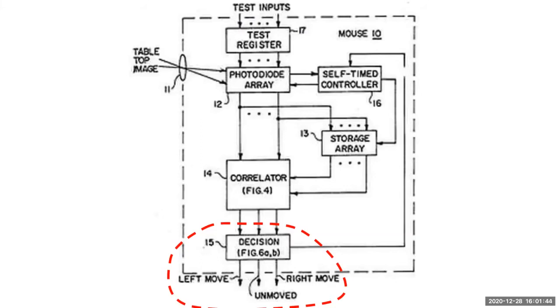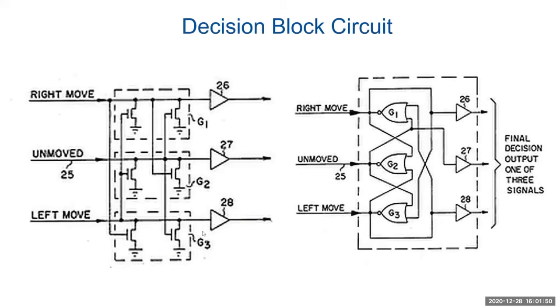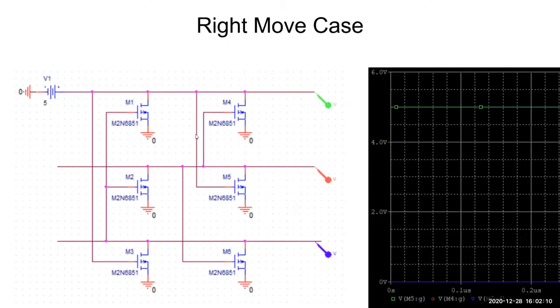Let's see what's inside the decision block here. These three inputs are from the correlator circuitry. One of them will rise high enough to begin pulling down the other two. This is the idea. So the final state of the circuit will be two lines low and one line high, indicating which direction the image has moved or not moved. Here is our PSpice simulation of the circuit, proving that it's enough to feed the circuit with a single logic 1 input to force the other two outputs to be logic 0, as you can clearly see here.